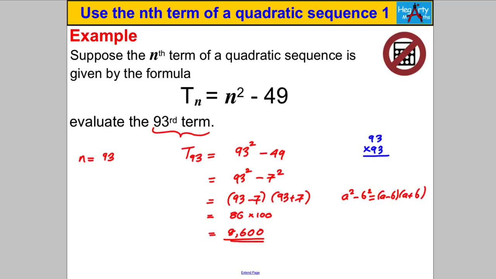And who would have thought we would have got the answer to that so quickly and so easily? But we would have just by thinking of our difference of two squares. So it was a lovely link there to some work on quadratics.